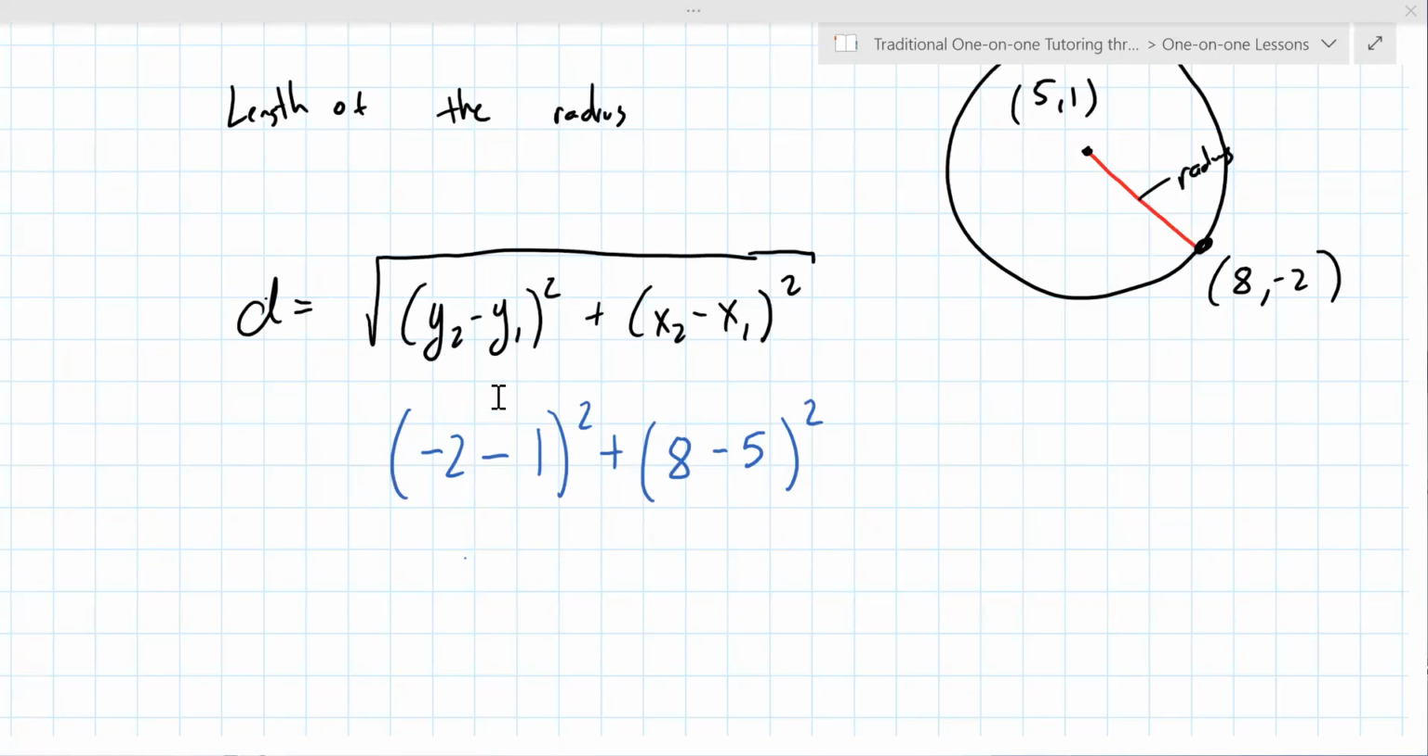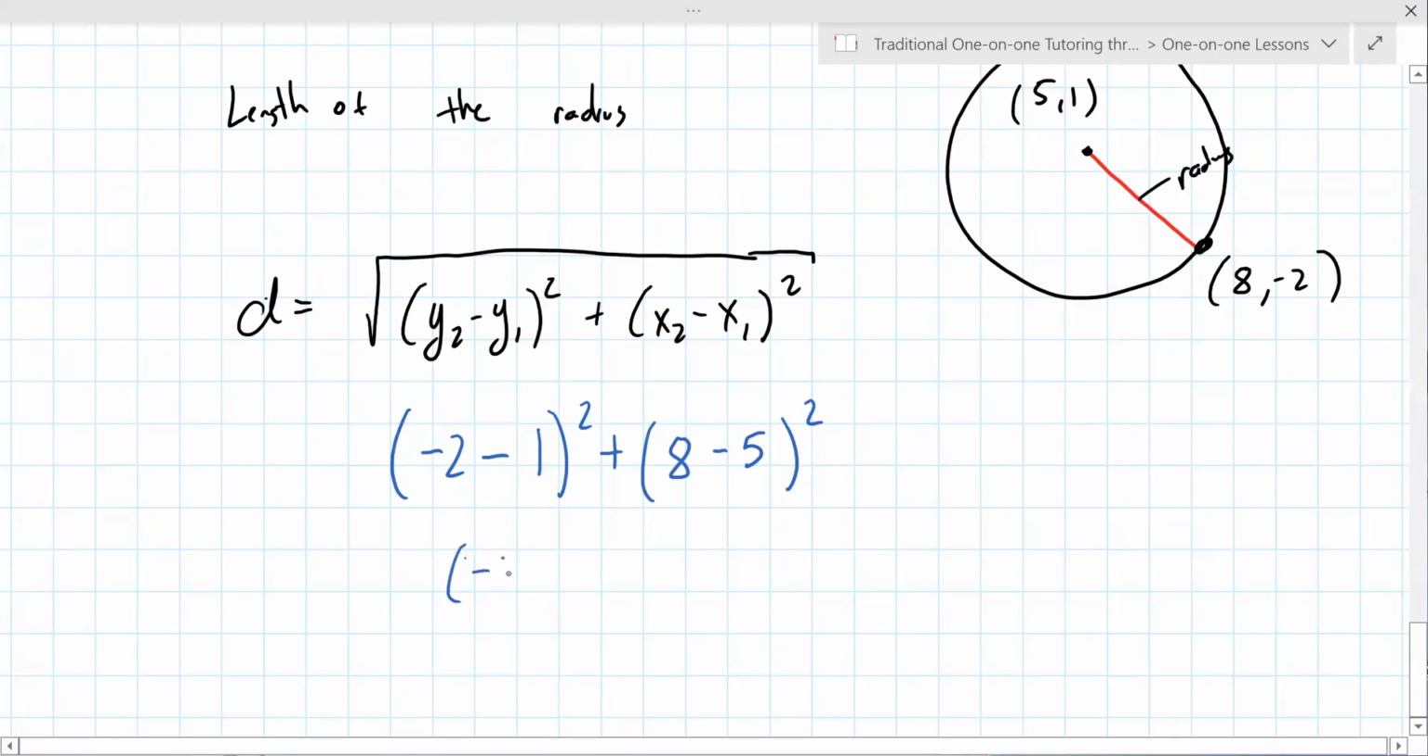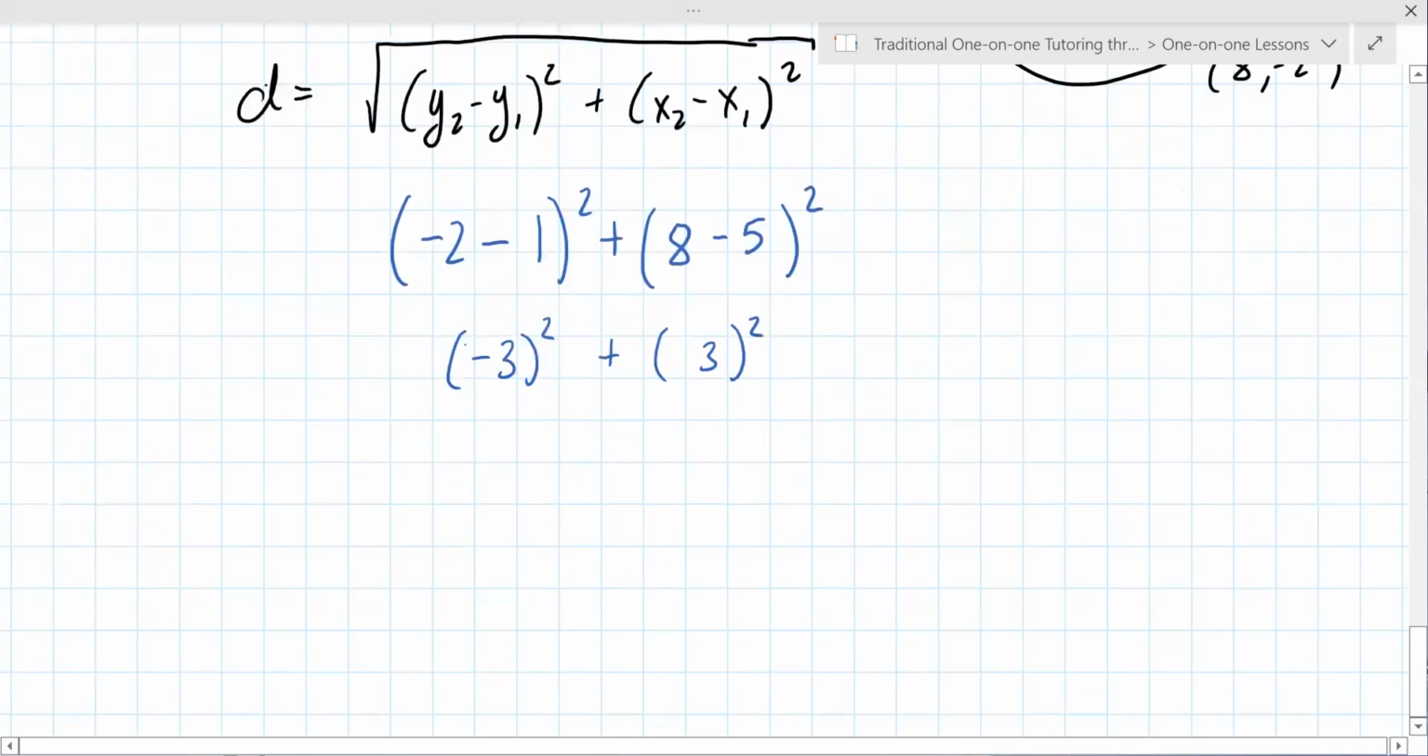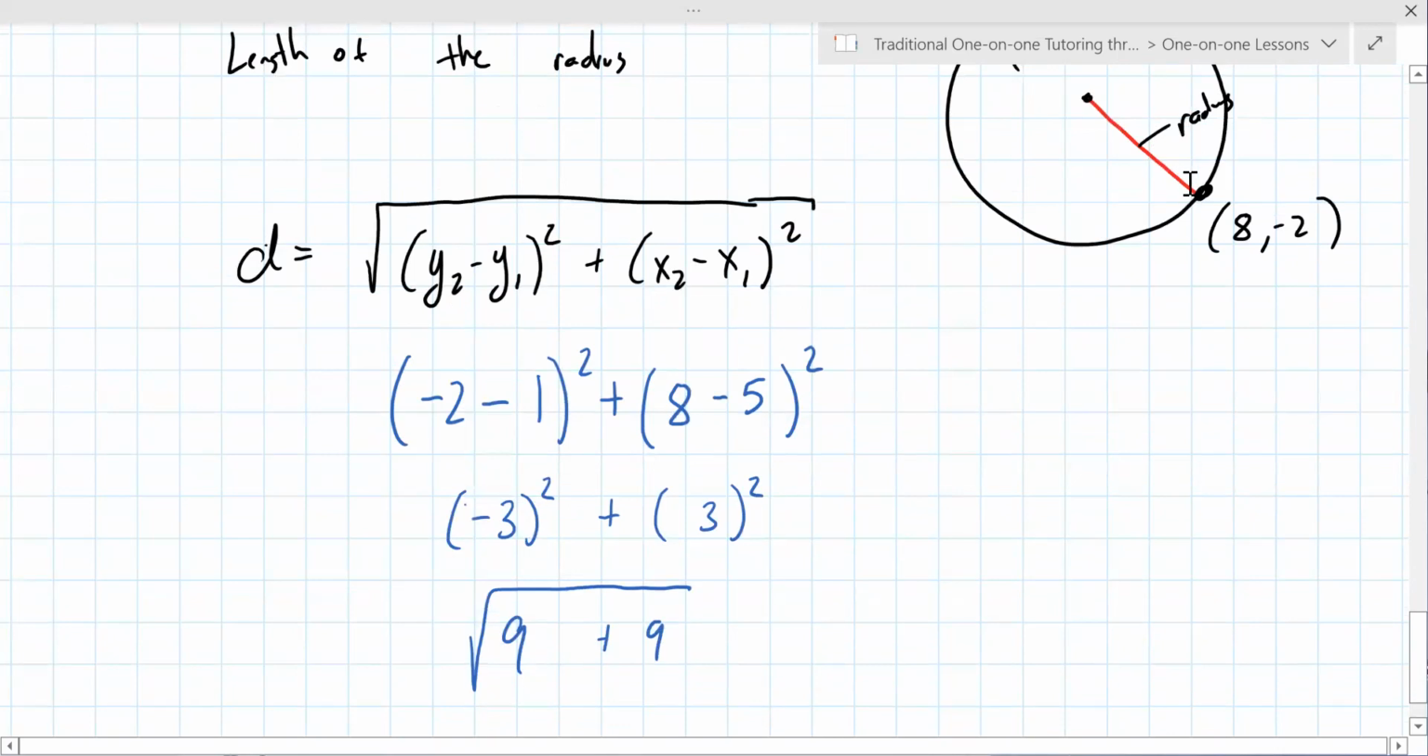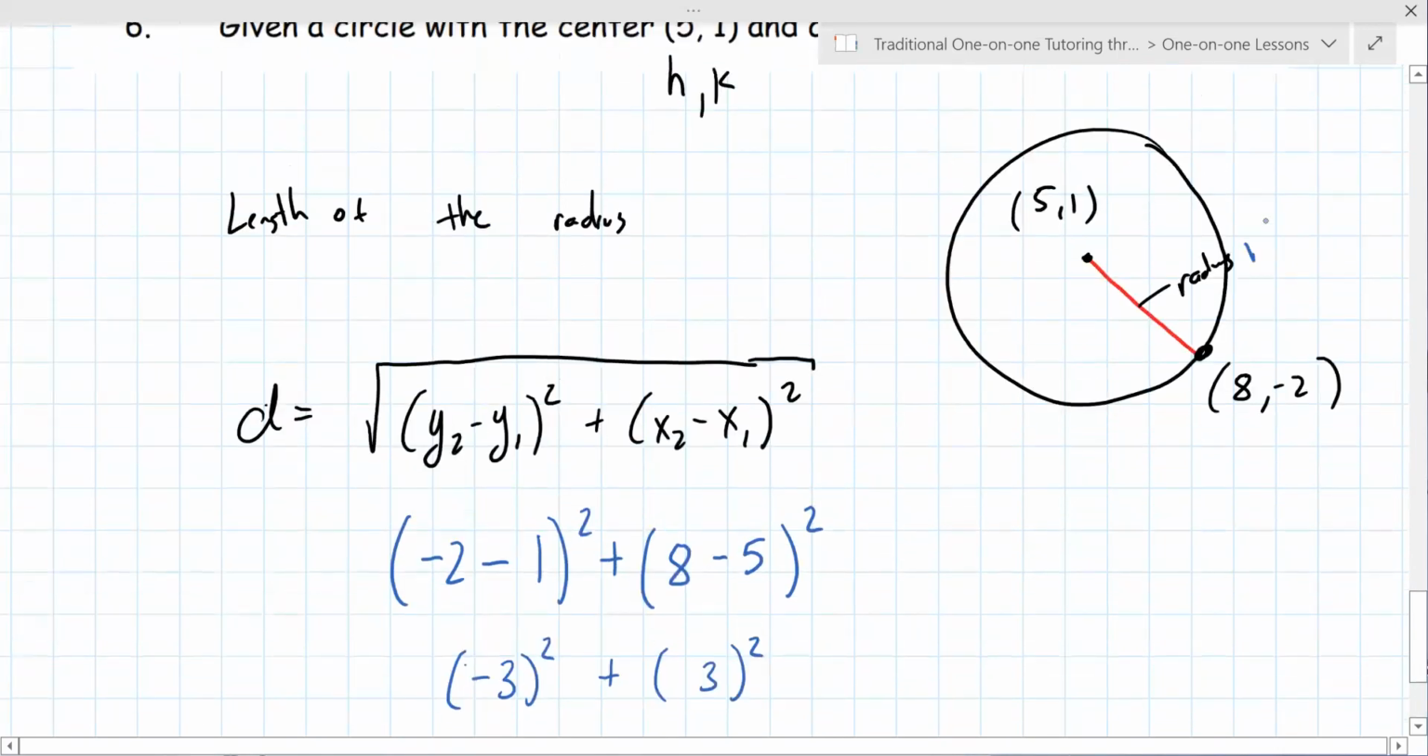I'm asking you, what is -2 minus 1? It's not positive, Sourish. What is -2 minus 1? Negative 3. Good, -3 squared plus 8 minus 5, 3 squared. That's 9 plus 9. The square root of 9 plus 9 is the square root of 18. Yep. So the distance, the length of the radius, is the square root of 18.